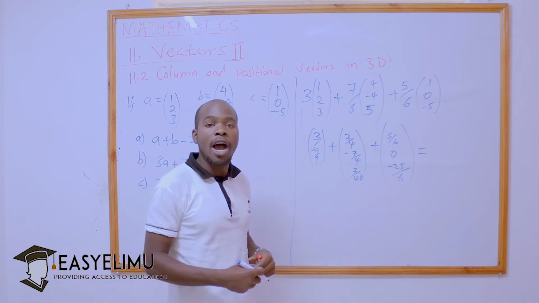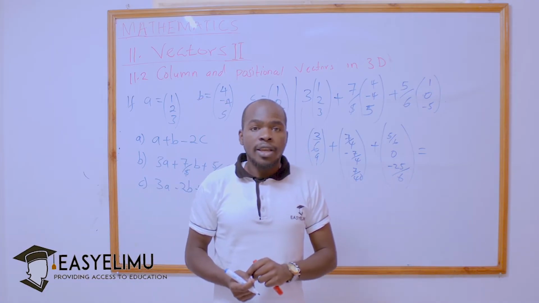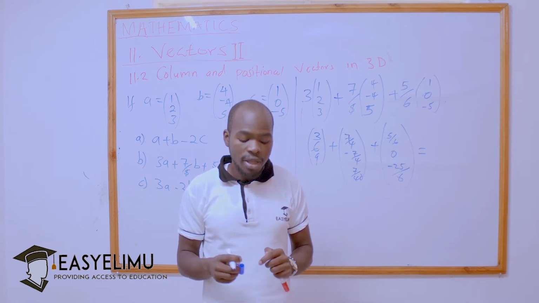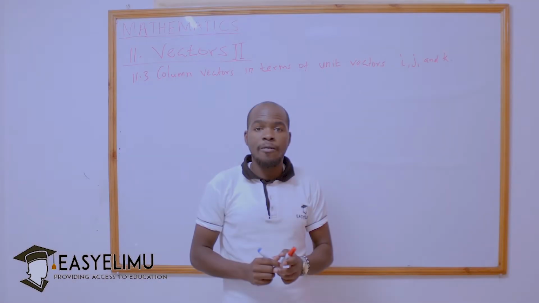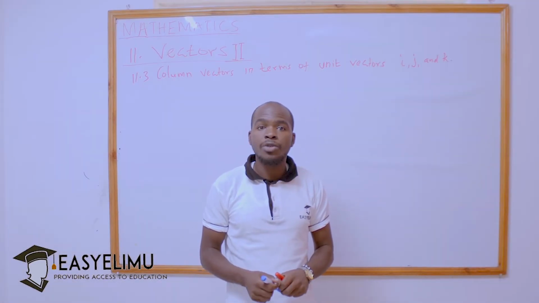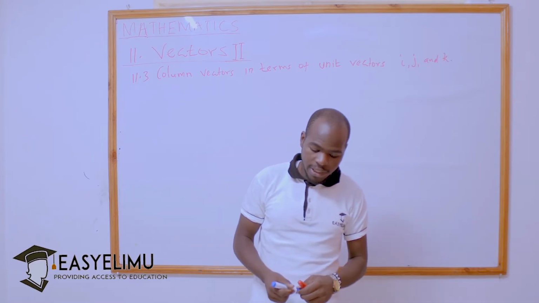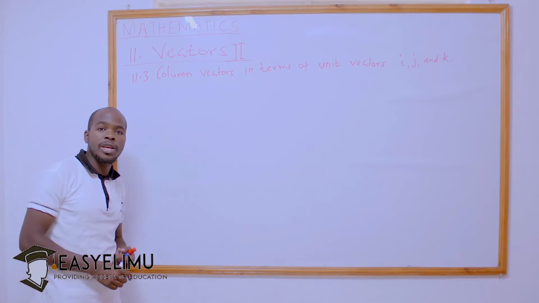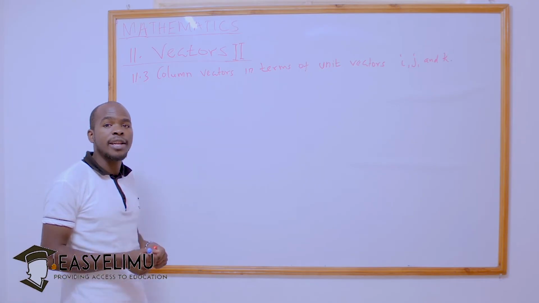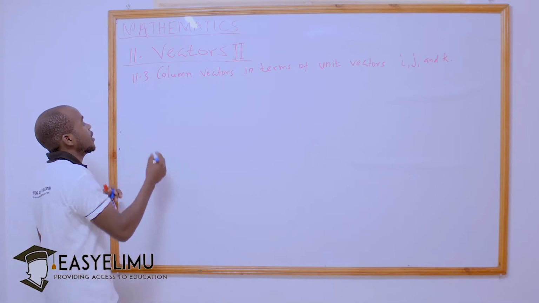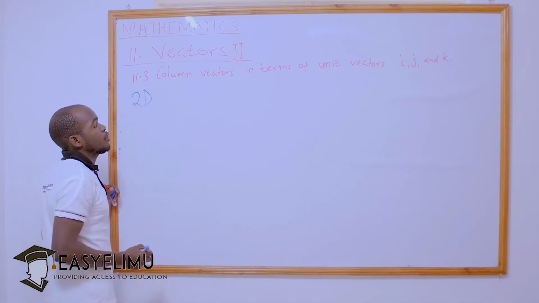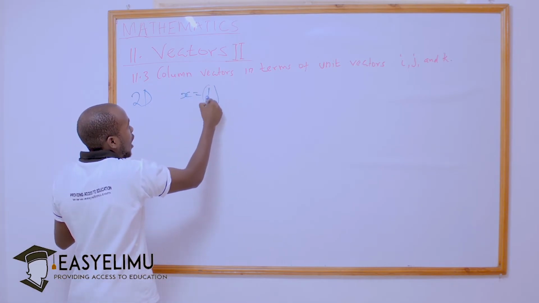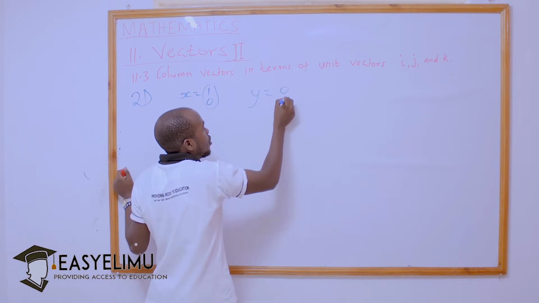That is how we compute given vectors in 3 dimensions and how to add them, together with subtraction. Let us move to column vectors in terms of unit vectors i, j, and k. Here, remember in form 2 we did a unit vector in x direction and y direction. A unit vector in 2 dimensions in x direction was 1, 0, and in y direction 0, 1.